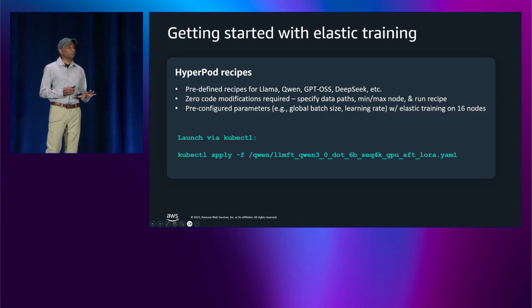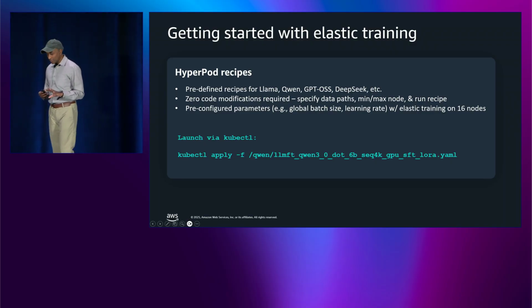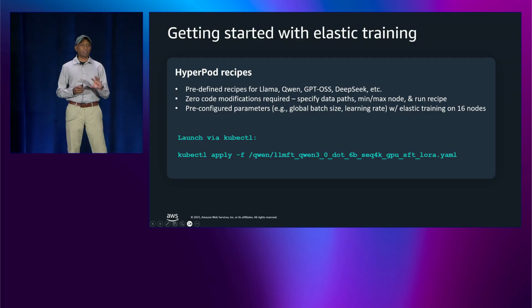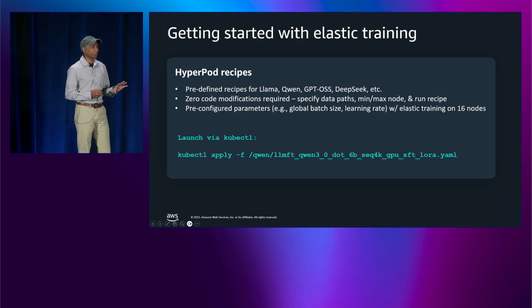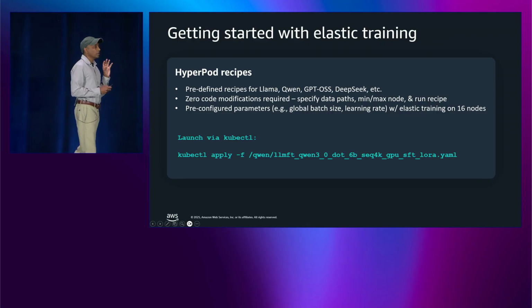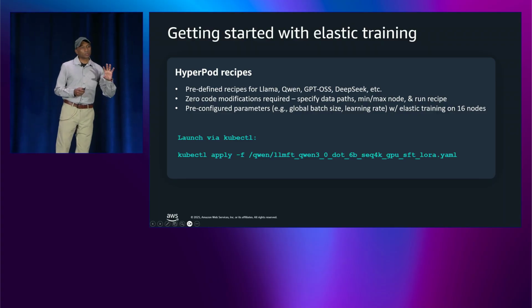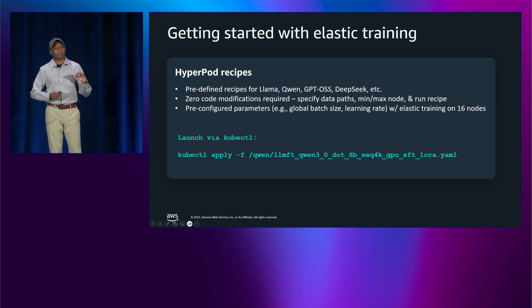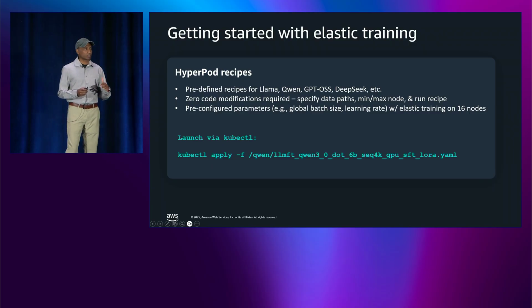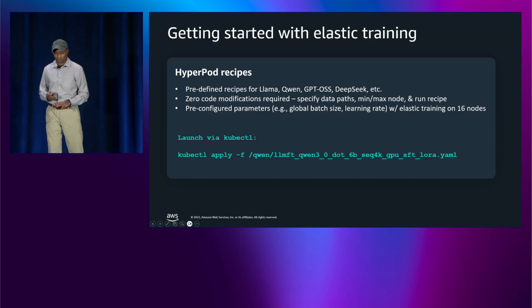The HyperPod recipes do all the heavy lifting needed, including setting the right parameters to invoke the HyperPod training operator to be running in an elastic mode, and also supplying the elastic scaling policies needed for various node counts so that the learning rate and batch size parameters are optimized for various node counts.